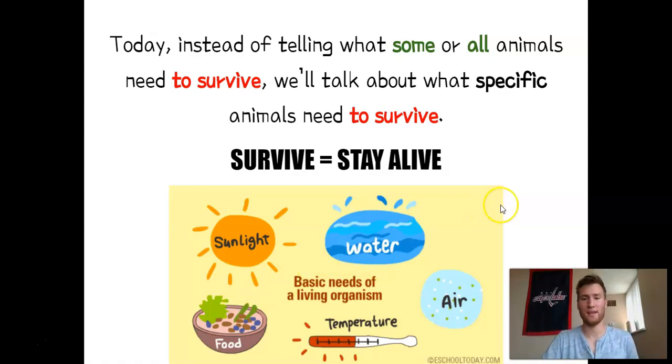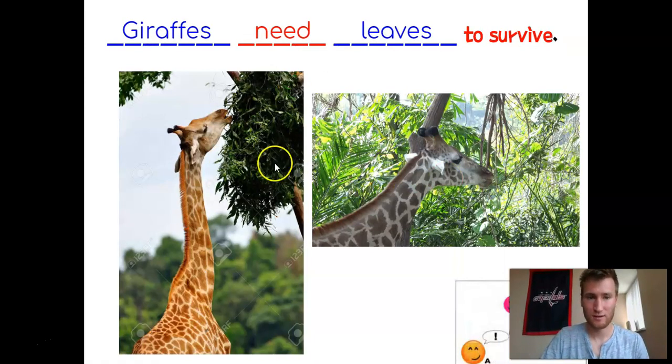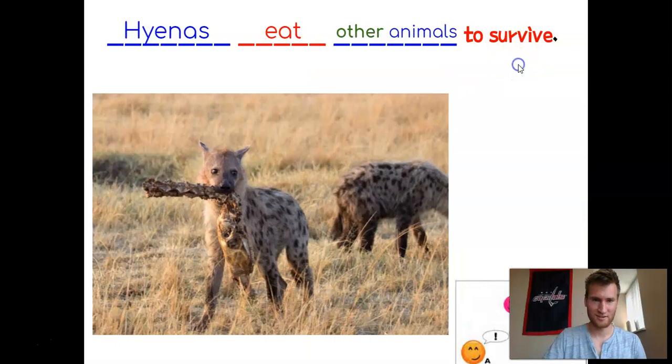Let's look at some of the sentences. My turn first, then yours. Giraffes need leaves to survive. Your turn. Super. My turn first. Hyenas eat other animals to survive. Your turn.